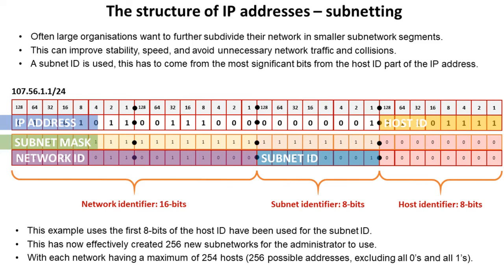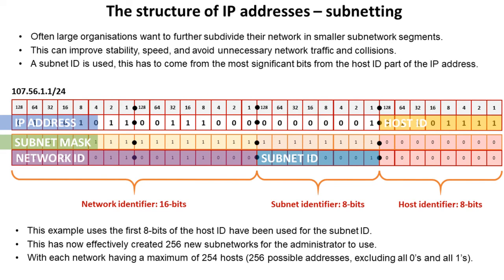Now, often, large organisations want to further subdivide their own network into smaller subnetworks or sections. And there can be a good reason. Let's say you're a large organisation with several hundred or even thousands of computers. You may want to compartmentalise various buildings or departments. This can improve stability, speed, avoid data flying over the entire network when really it can be isolated to a single building.